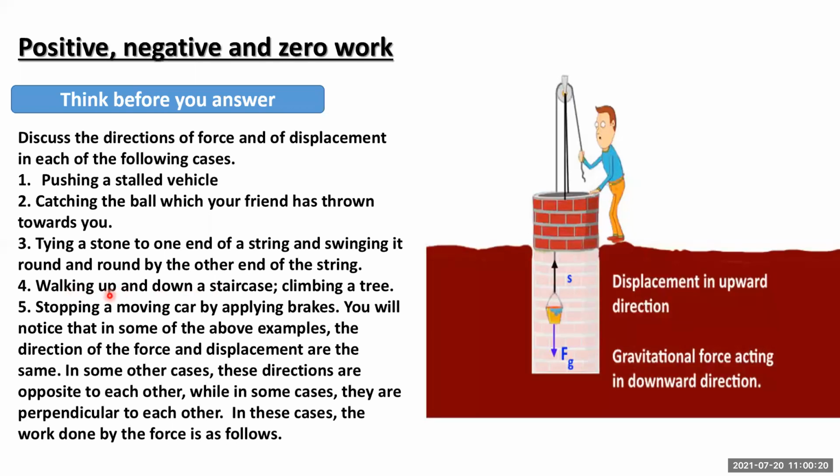Walking up and down a staircase: while walking up, we apply the force on the stair in the downward direction and we step up. So the force and our displacement are in opposite directions. This is an example of negative work done.